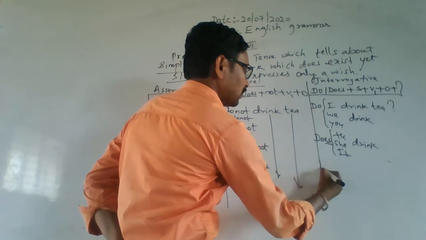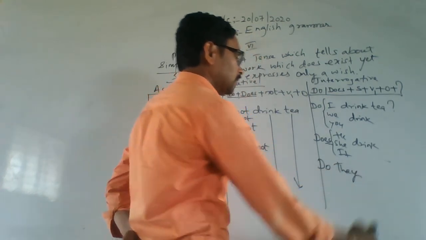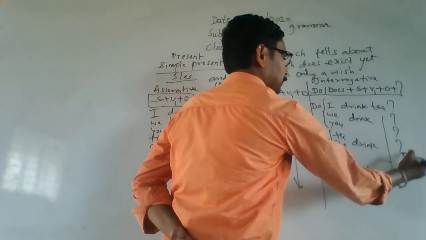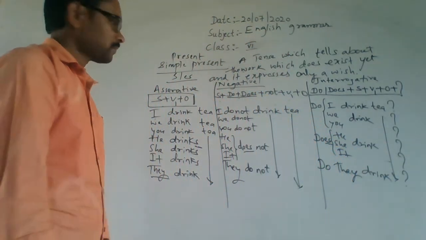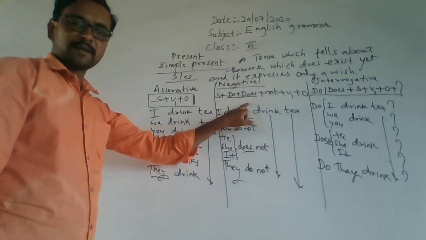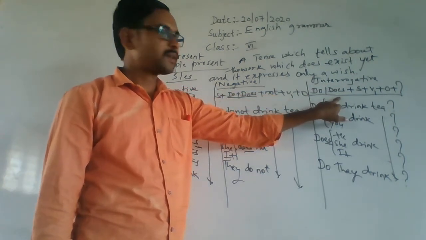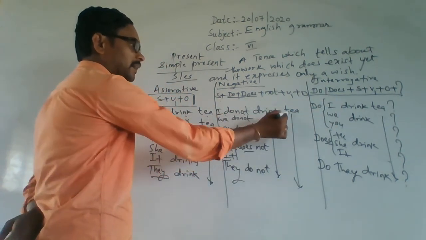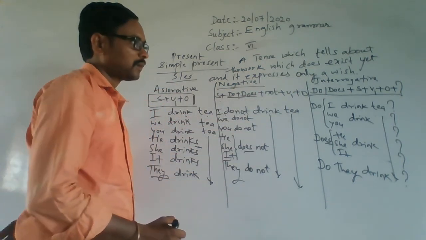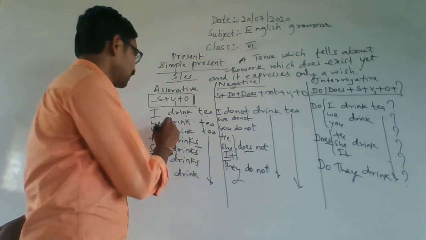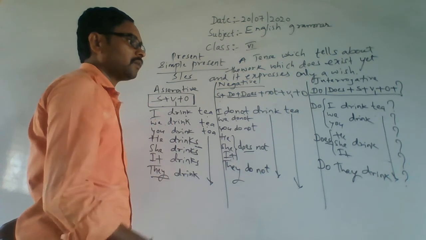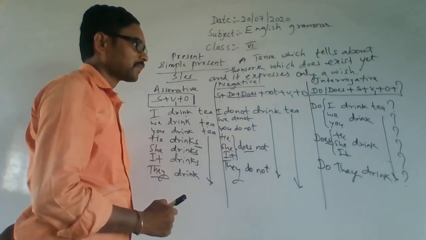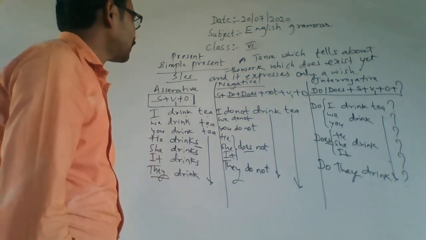Then do they, next what? Do they drink? What is the object there? Tea. Is it right? Put the question mark. That is assertive, that is negative, and the last one is interrogative. Is it understood? I drink tea. Here changes: I do not drink tea. In interrogative, do I drink tea? We drink tea. We do not drink tea. Then do we drink tea? Do you drink tea? Is it understood? You should practice every day. It's very easy. I hope you understood.